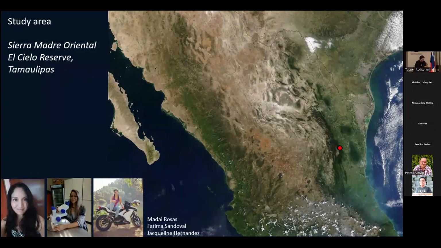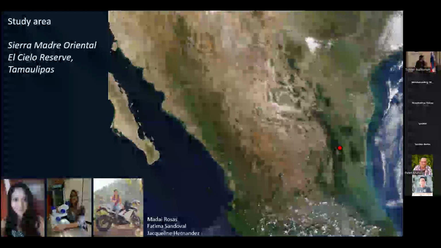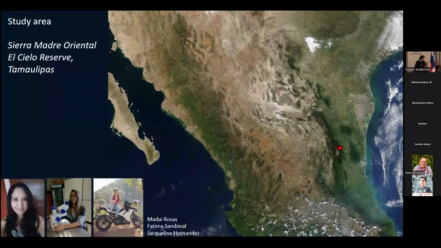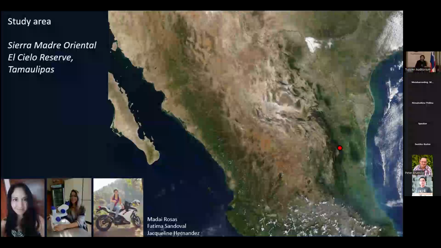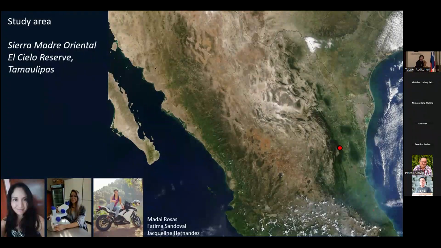We studied insects in the Sierra Madre Oriental, which is the chain of mountains connecting central and South Mexico with the north. It's a part of the so-called Mexican transition zone, where biotas of different biogeographic origins meet and interact. We've been doing this study with my wonderful colleagues and students. The project site is located in the state of Tamaulipas, which is here in that red dot.